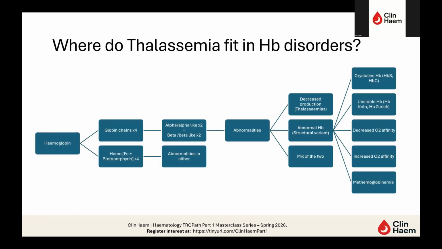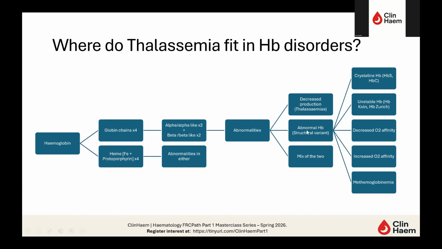So where does thalassemia fit into these hemoglobin disorders? So as you know, hemoglobin is actually a molecule that contains two main parts. So four globin chains and heme. Heme is a complex of iron and protoporphyrin, which can have abnormalities in either and give you porphyria or even iron deficiency and things like that. But globin chains are two alpha-like and two beta-like. So two alpha-like globin chains and two beta-like globin chains make up the four globin chains. And the abnormalities can be in the form of decreased production, which is thalassemia. And this is what we're going to cover today.